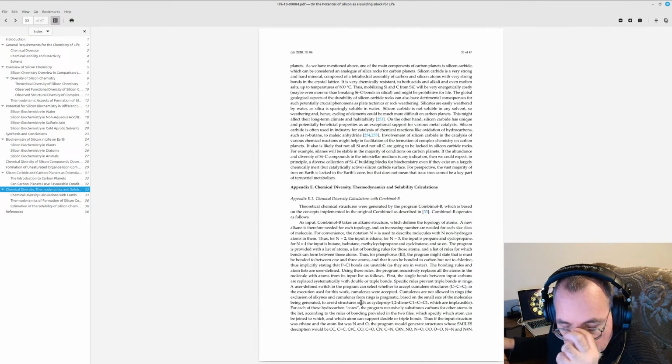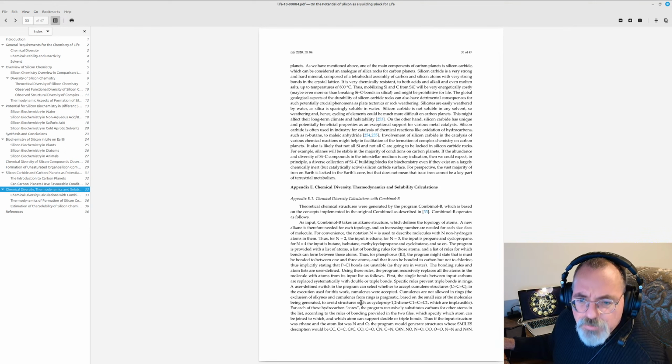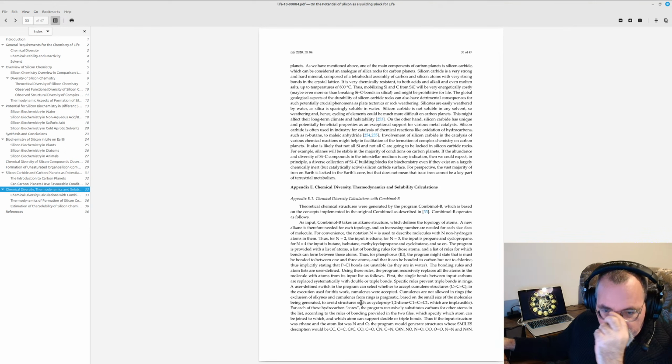Is that C1 or chlorine? C1, carbon C1, which are implausible. I need a new pair of glasses.